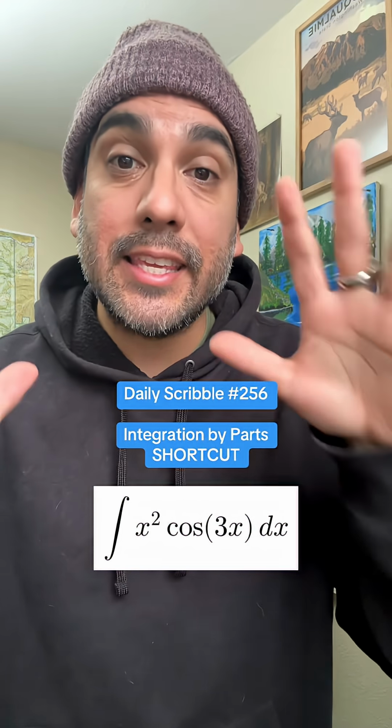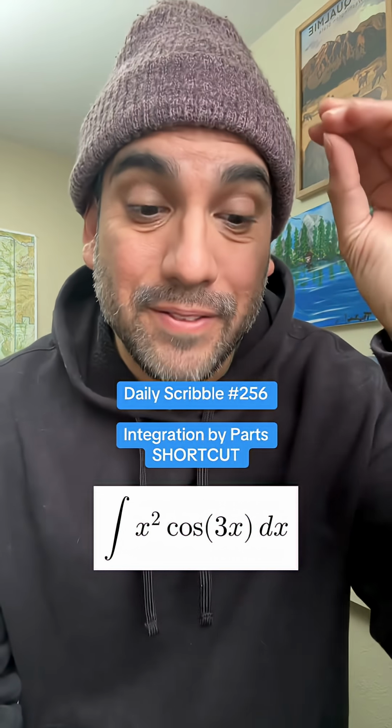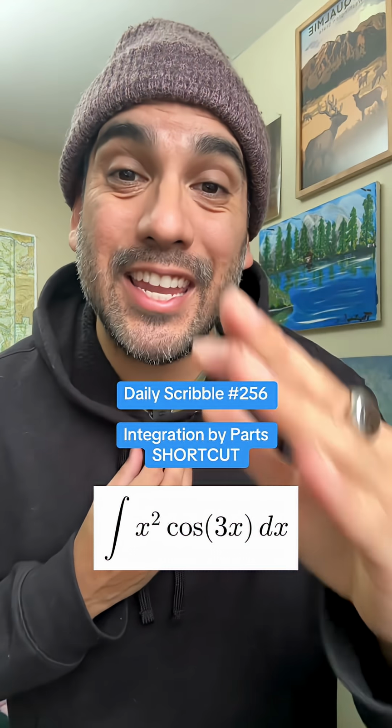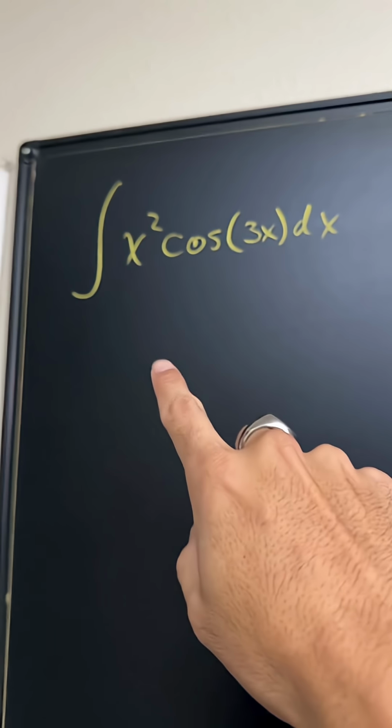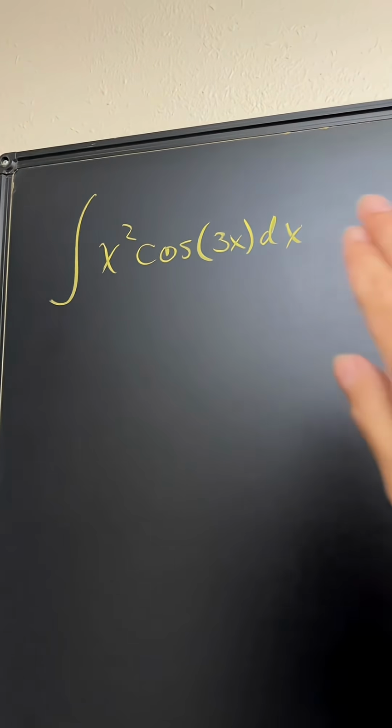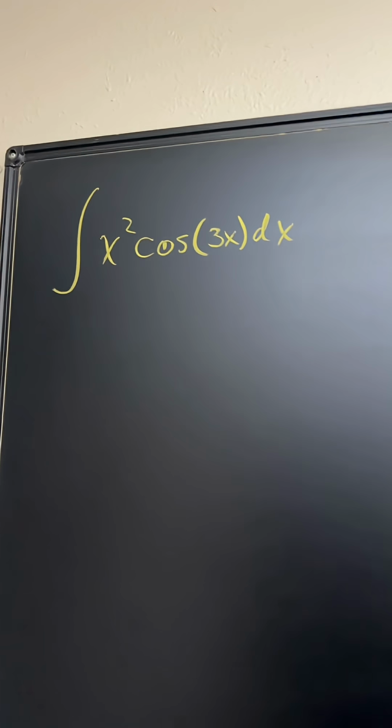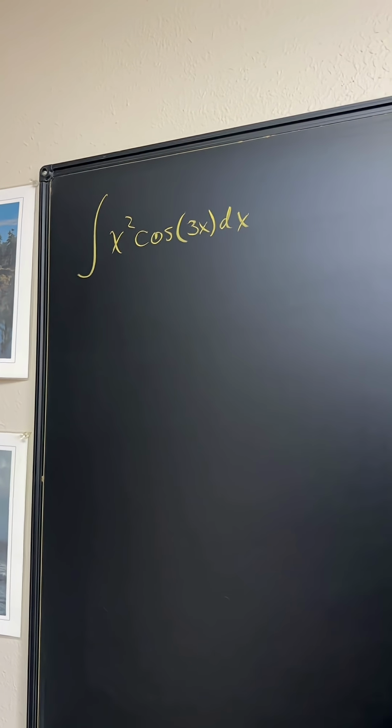For anyone taking Calculus 2, you gotta know how to solve these particular problems involving integration by parts. Here's our integral in question. We're trying to integrate x squared times cosine of 3x with respect to x. And the way we're gonna go about this is integration by parts.